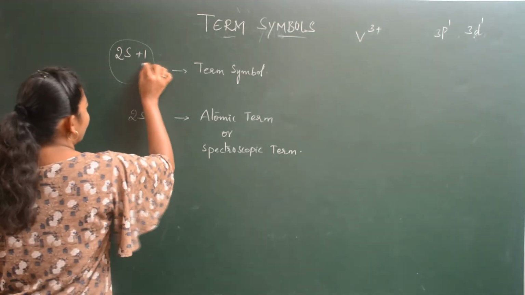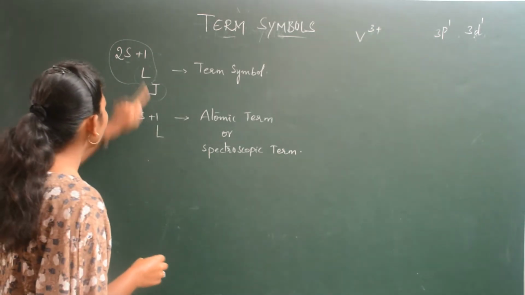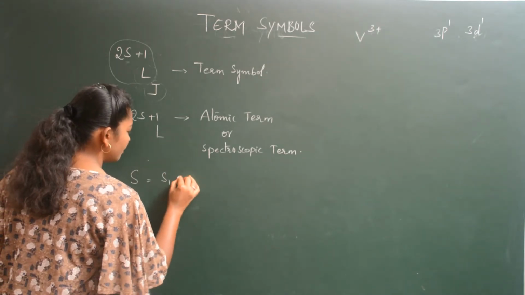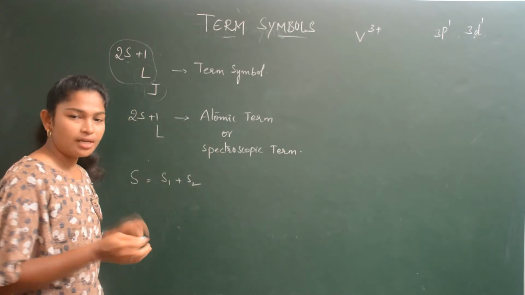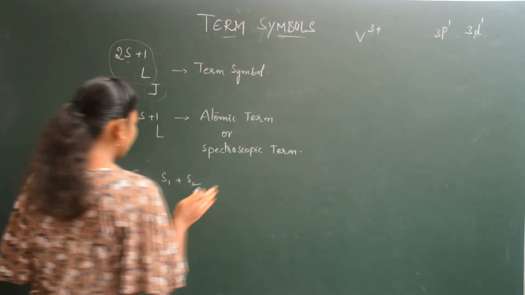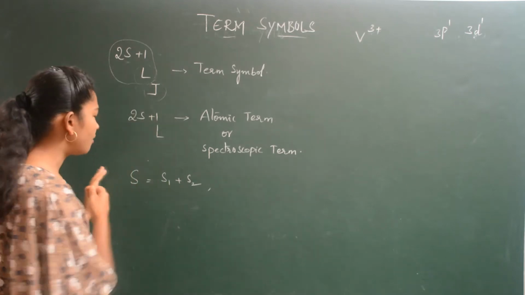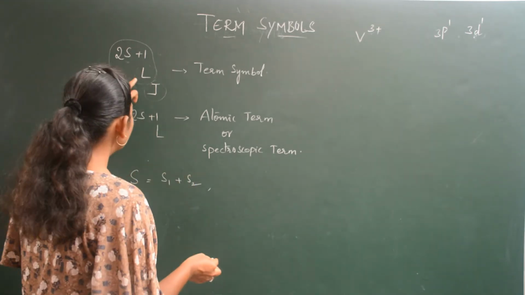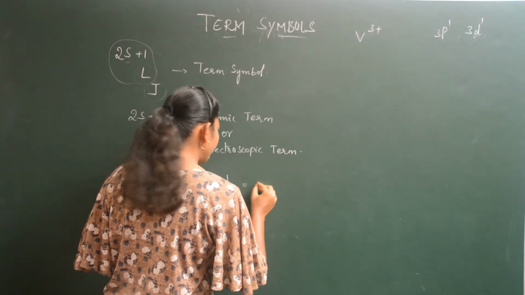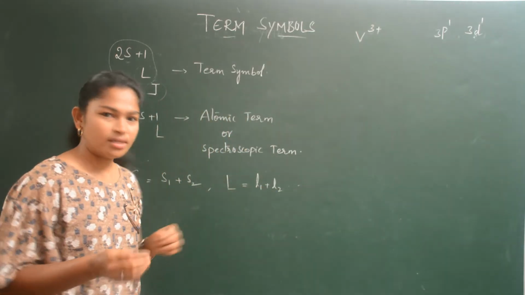Now see these L values, S values and J values. For S you can write S1 plus S2 for different orbitals. Otherwise you can take S as just S1 or just S. S is the spin here. So the sum of spins you can write as S. Here L is the summation of azimuthal quantum numbers.